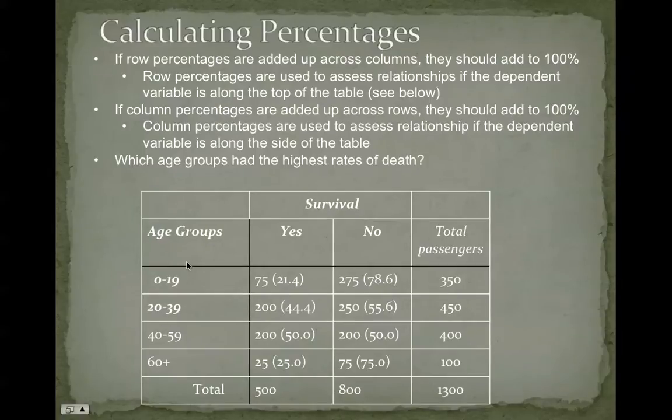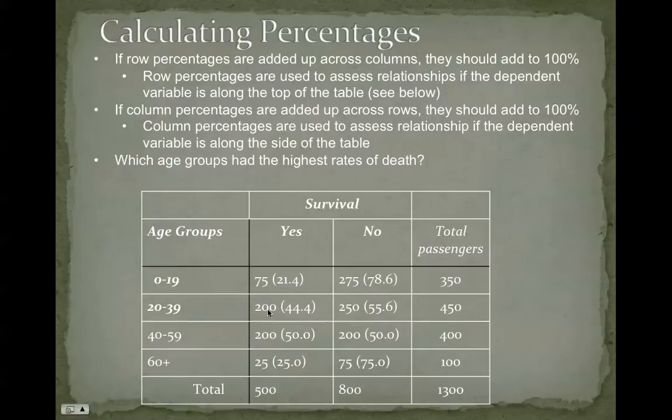So if your row percentages are added up across columns, they should add up to 100%. So this 21.4 plus 78.6 should add up to 100%. Again, that's a row percentage. It's a row percentage because I did 75 divided by 350 and 275 divided by 350, and I got these percentages.